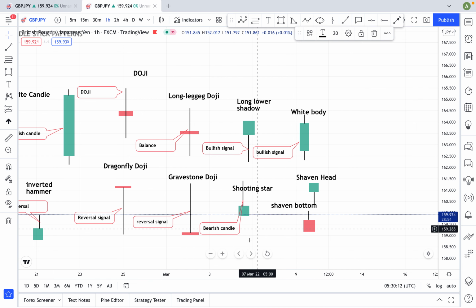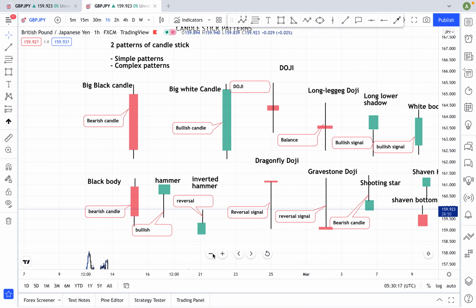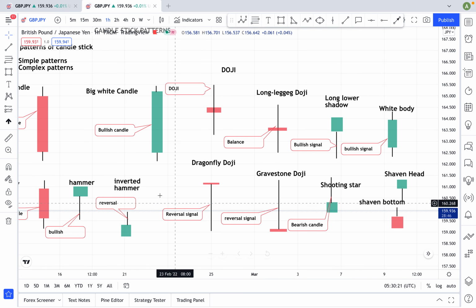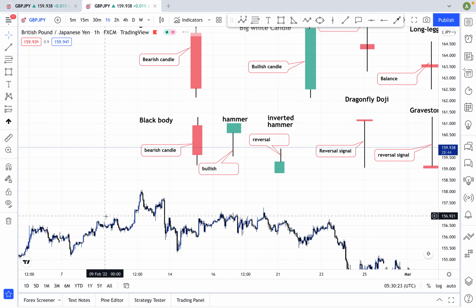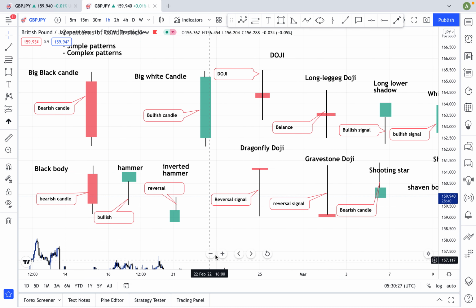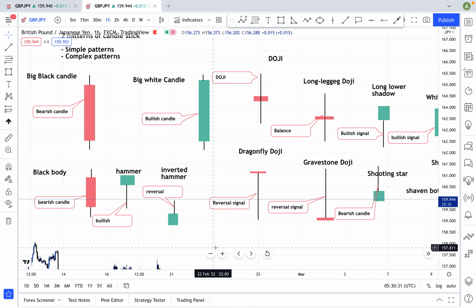So guys, all of these are in our chart. If you go and check your chart very well, you keep finding all these things. So we are not going to go into that today, but please understand this, learn this, then we go to the complex patterns tomorrow.